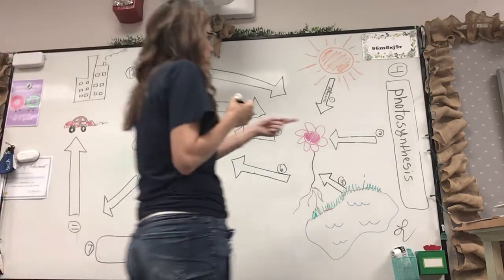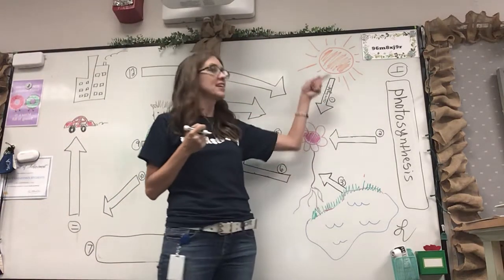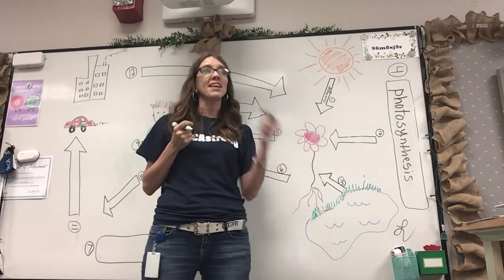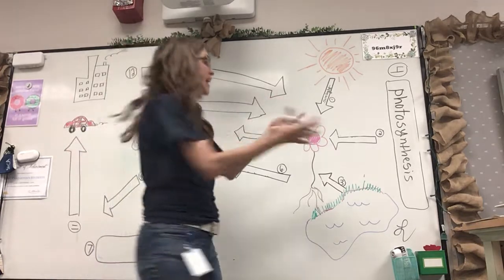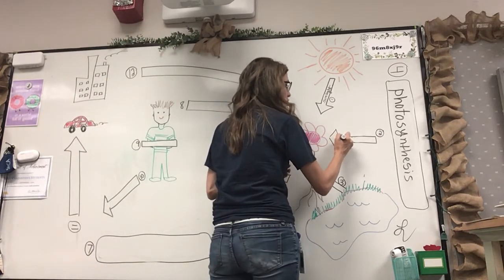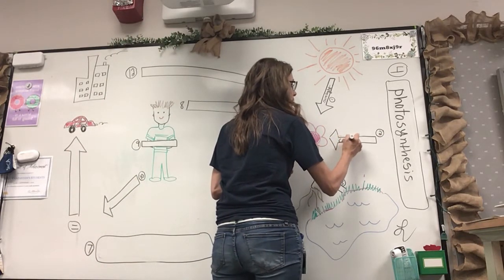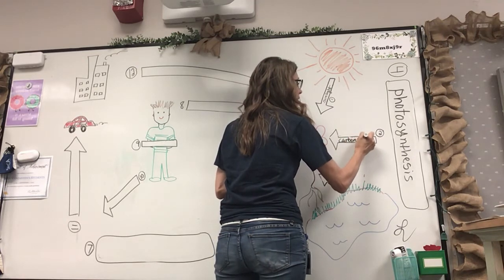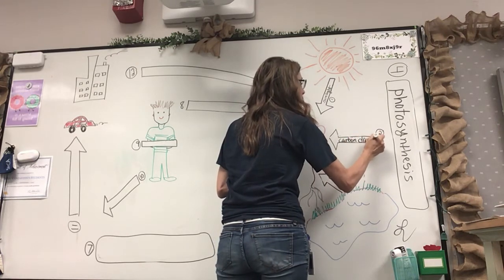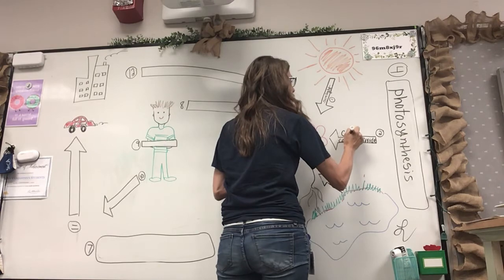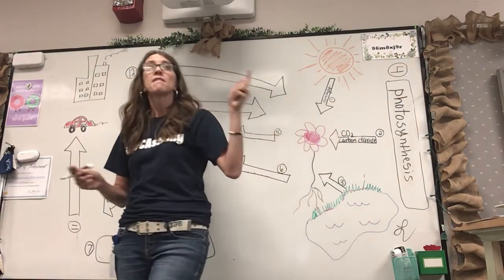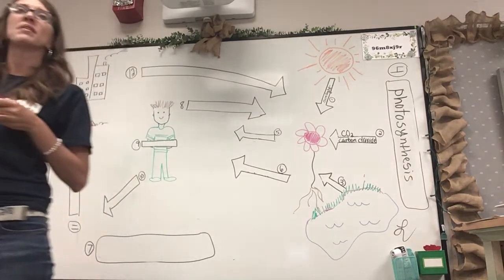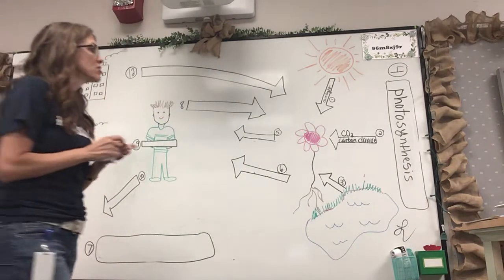All right, we've got number 2 and number 3. What else do they need, Rocky? Carbon dioxide. They need carbon dioxide from the air, right? So number 2 is going to be carbon dioxide, or you could also put CO2. It's a carbon molecule and 2 oxygens. CO2, carbon dioxide. So we've got 2 things.